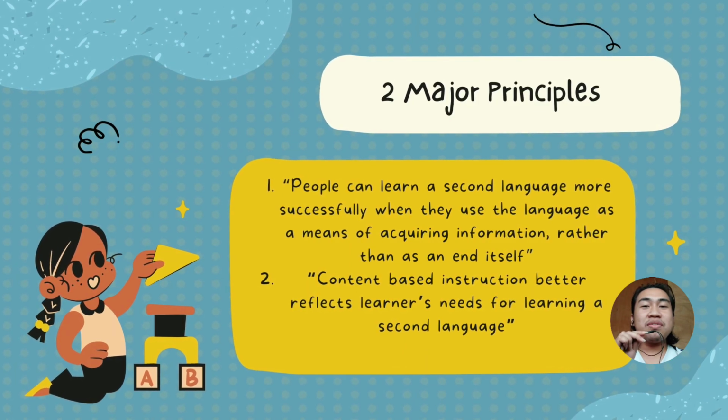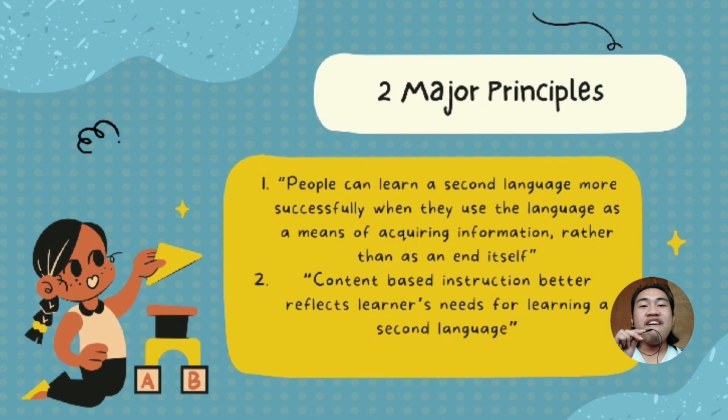Content-based instruction is also grounded on two major principles. First, people can learn a second language more successfully when they use the language as a means of acquiring information rather than as an end in itself. As stated by Martina Bex in her article entitled Content-Based Instruction in Language Classes, in a content-based lesson, language is acquired within the context of the content. In other words, students learn simply by reading about certain books or materials, listening to the teacher or when their classmate presents it to the class, investigating it through discussion and research.